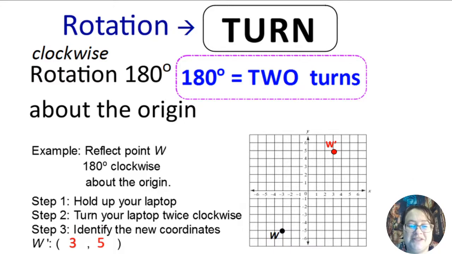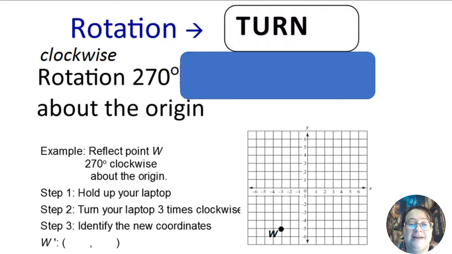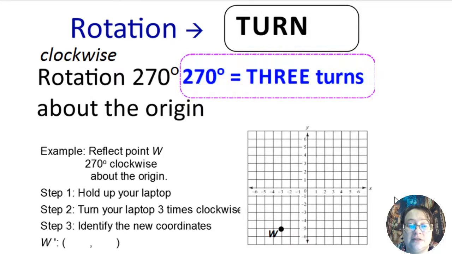One more rotation to talk about. 270 degrees. Rotation is a turn. 270 degrees is 3 turns about the origin. So to reflect point W 3 times, 270 degrees clockwise, we turn it 3 times. You can hold up your laptop or use your phone and snap a picture and turn your phone 3 times. And then we'll identify the new coordinates.